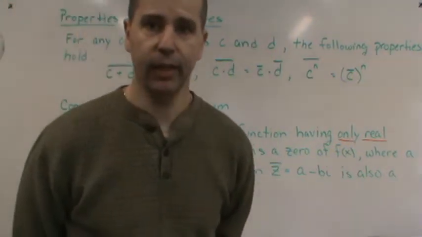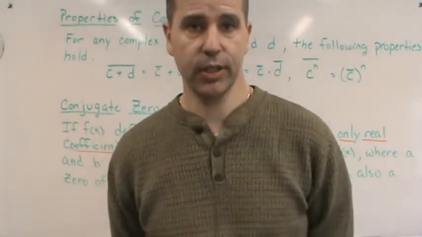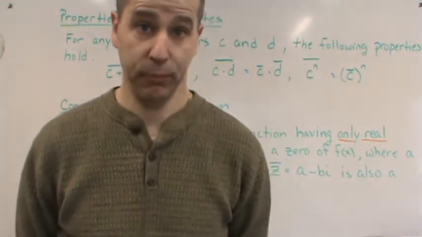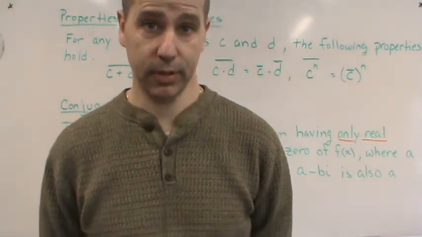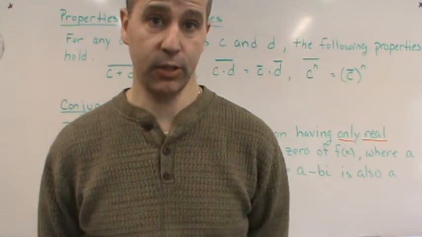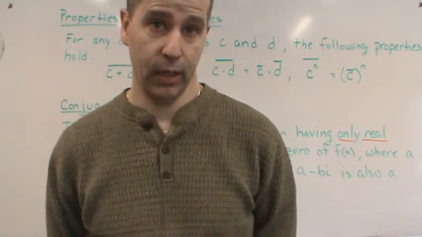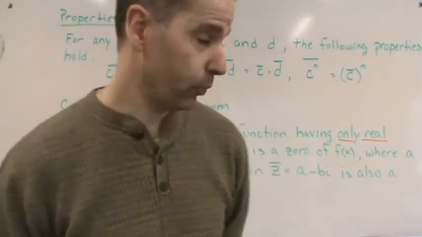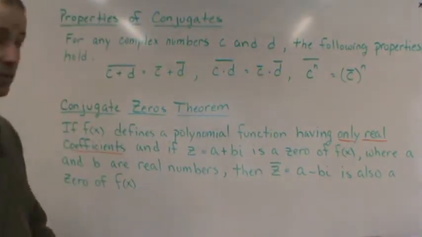Okay, welcome back. Today we're going to talk about conjugates, conjugate pairs, their properties, and how to use them. We're going to talk about the properties of conjugates, and that's going to help us as far as using the conjugate zeros theorem, and we can find what we call conjugate pairs. So we're going to start with properties of conjugates.